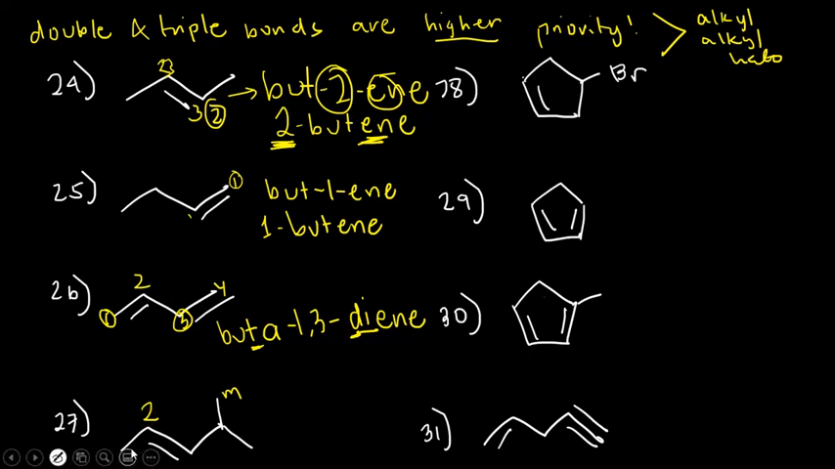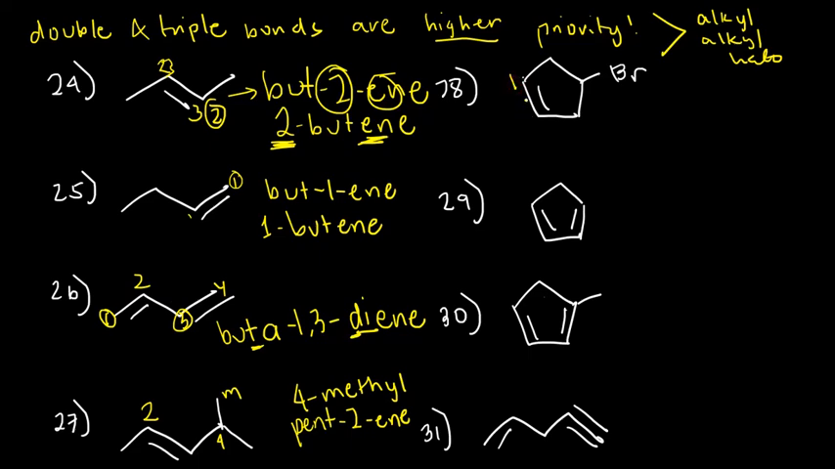So, we have here the parent chain 1, 2, 3, 4, 5. So, pent, my double bond is at number 2. And in that case, my methyl would be 1, 2, 3, 4. So that's 4-methyl pentene, or 4-methyl-2-pentene. For 28, this is the same. Remember, we prefer this over this. So we have to write this as number 1.